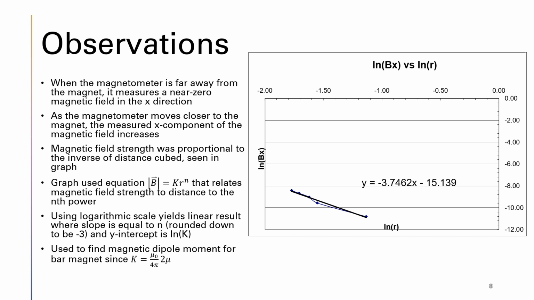The field strength was proportional to the inverse of distance cubed, seen in the graph, which relates the natural log of the distance to the natural log of the magnetic field strength in the x-axis. I used the equation seen there that related it to the distance and the nth power, which I found with the slope of the graph.